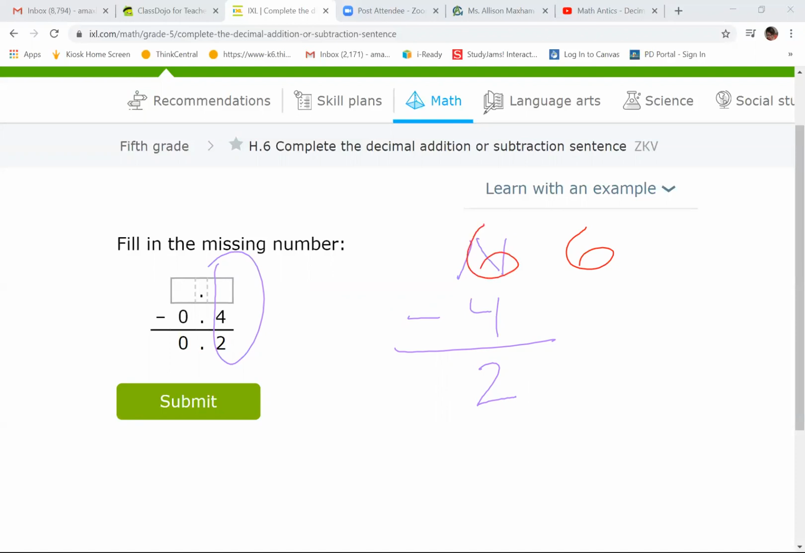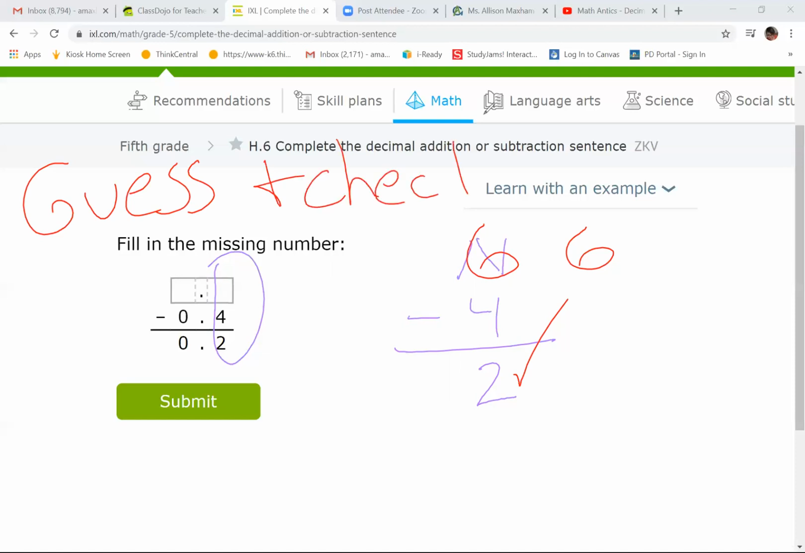I can say, I think it's 6. Let me stick a 6 in there. 6 minus 4 is 2. That is correct. So that's using the strategy guess and check. So we kind of guessed it was 6. Definitely, that's a great strategy that you can use.